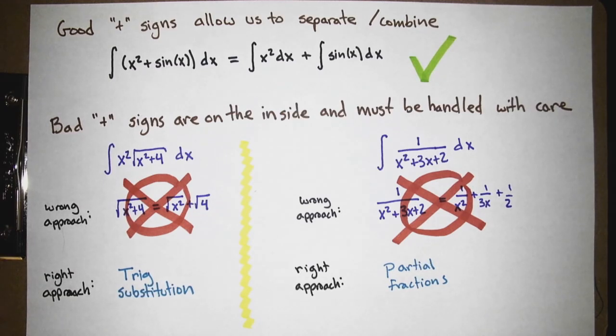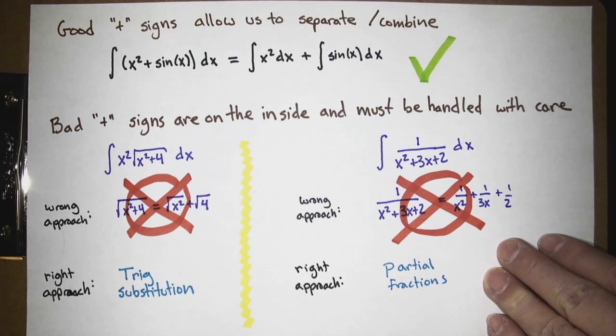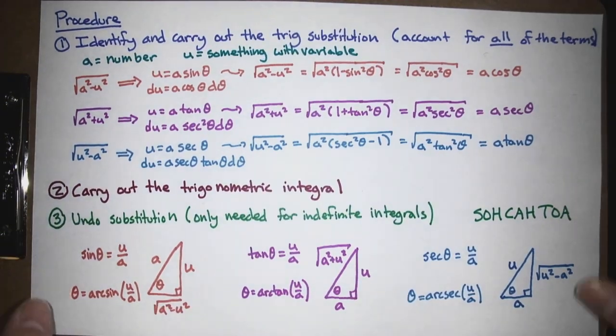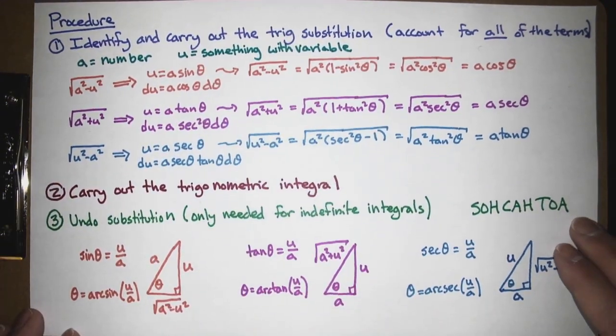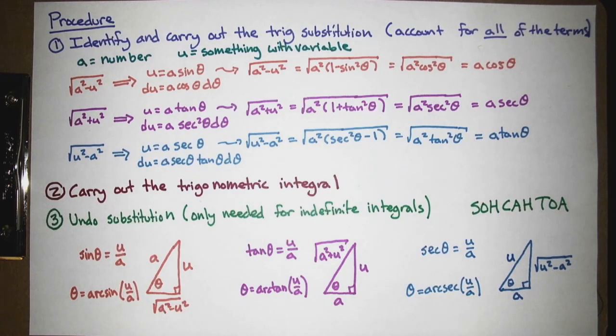So then what's the right approach? Partial fractions. So I like to think of trig substitution and partial fractions as giving us ways to deal with our challenging plus signs. All right, so let's do a quick reminder. This will look a little bit familiar because I just grabbed this slide. Okay, so this is our trig substitution procedure. Nothing new. But what's the process?